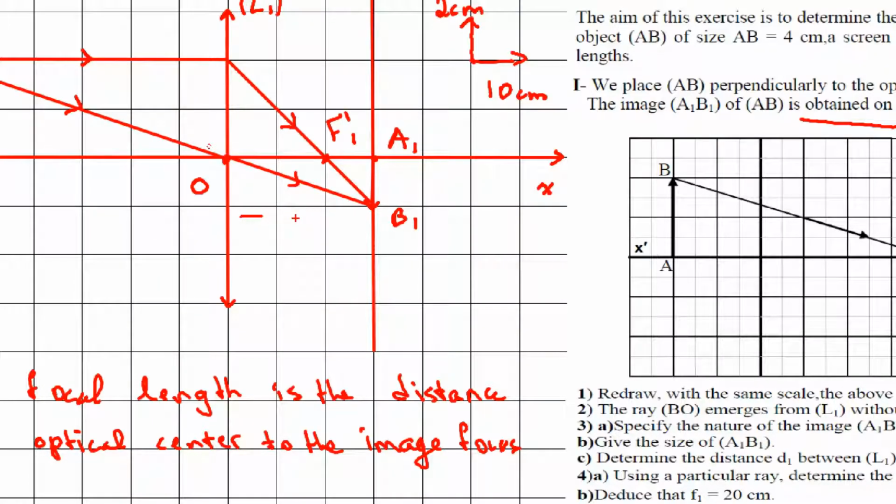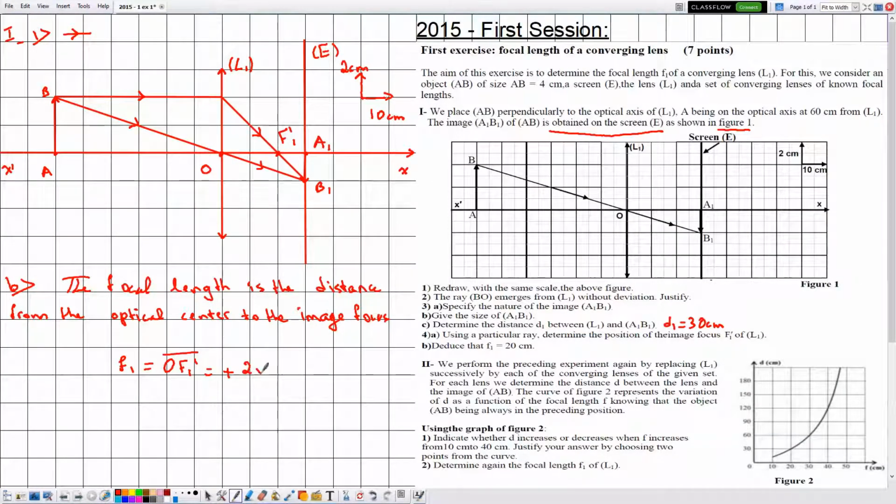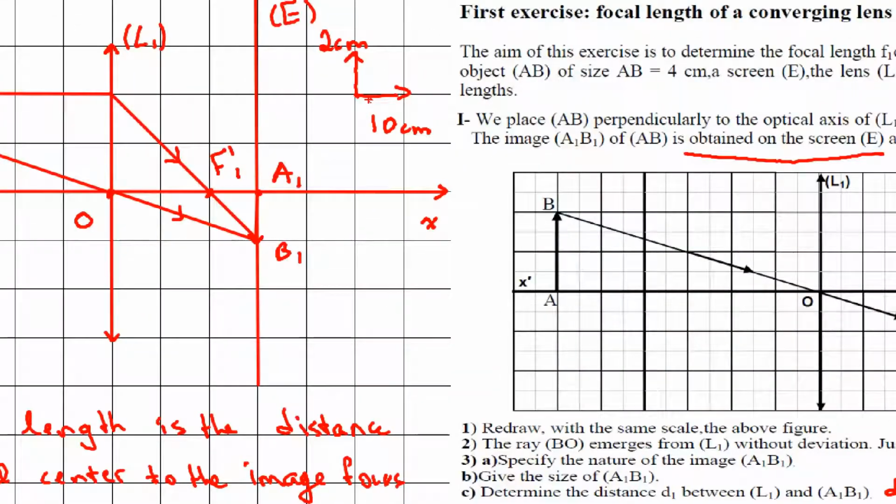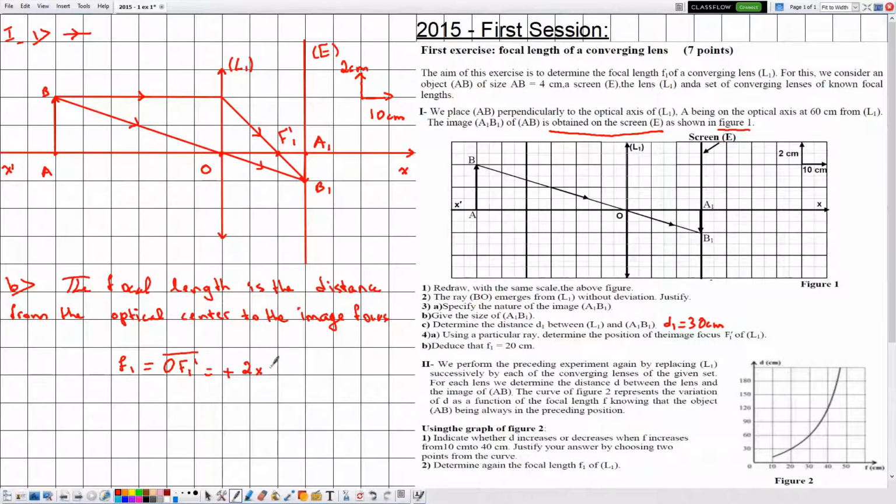Now we count the number of divisions between O and f1 prime bar. We have 1, 2, and we multiply by the scale along the x-axis, and this will give me 20. Because the scale is in centimeters, the value of f1 will be in centimeters. Finally, f1 is equal to 20 centimeters.